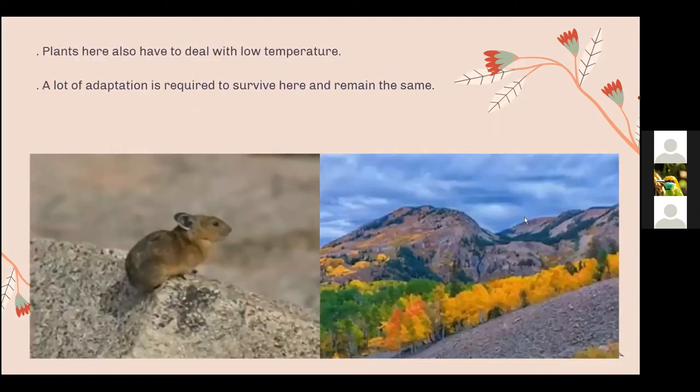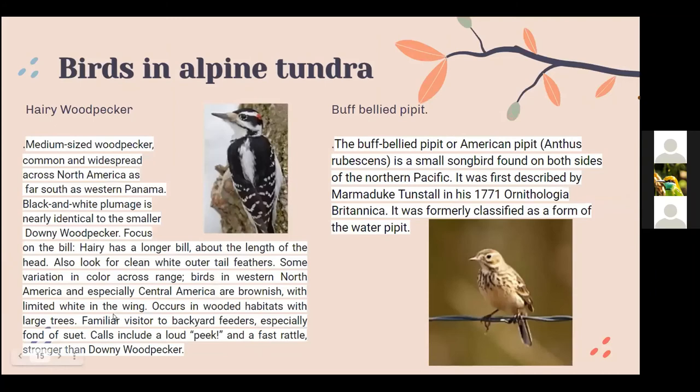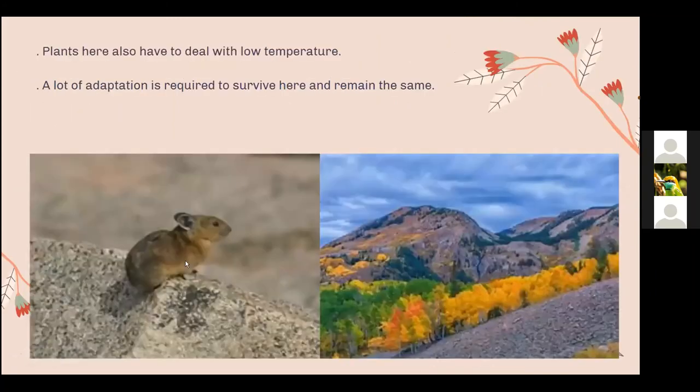So plants here, what happened? Now you can see this is not a bird. This is related to the rabbit. This animal is called a pika. Now rabbits have long ears, no? But this pika is adapted to this environment. It has short ears, because when we have short ears, we can store more heat in our ears. So that's why I took, and you can see the Arctic tundra and the Alpine tundra pictures.